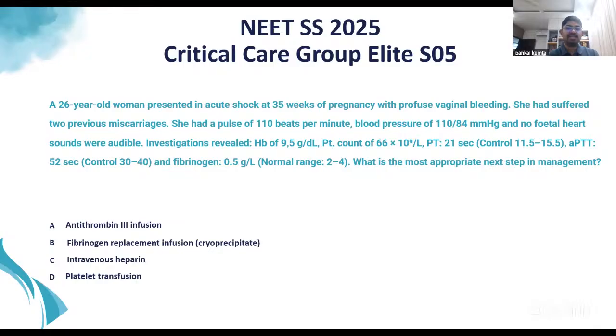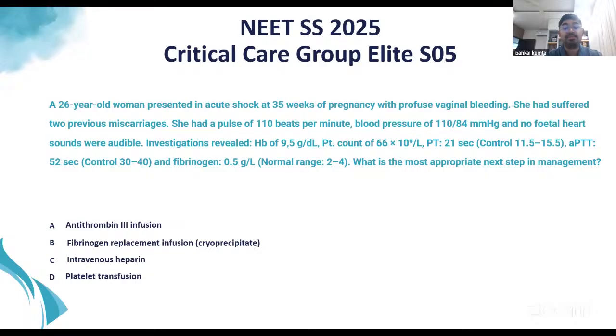So if you are treating DIC, then you'll have to look at replacing the products as soon as possible. So here, antithrombin 3 infusion, the first option, may not be the right way to go. Looking at fibrinogen replacement, yes, it becomes a candidate because fibrinogen is very low, and that would be a strong answer. Let's look at the other options.